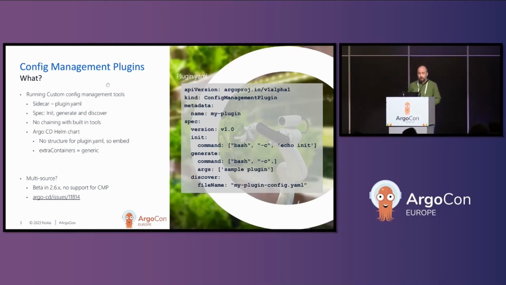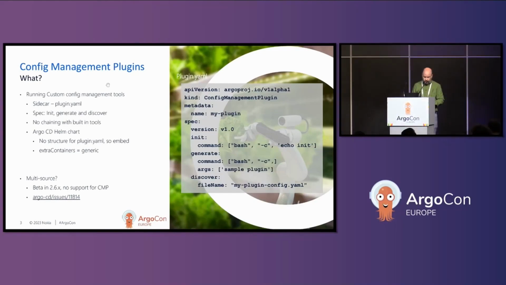The sidecar is described in a plugin.yaml, and the plugin.yaml describes the init, the generate, and the discover stage, where the discover stage says if this file is detected, please don't run the Argo standard tools, but run my plugin container. You have to tell your sidecar to have an Argo entry point, the Argo CMP server, in order to communicate with Argo CD. So once you've done that, you're on your own.